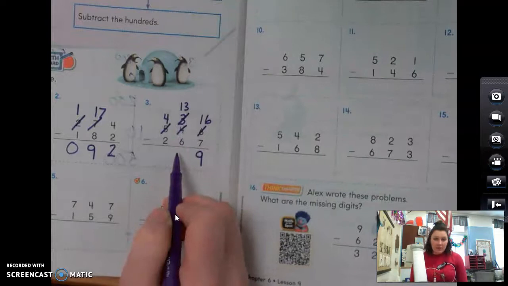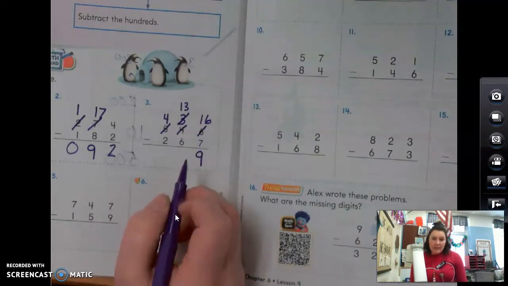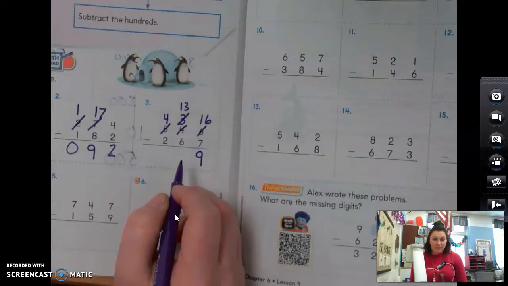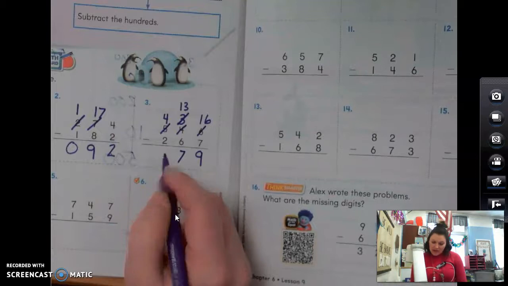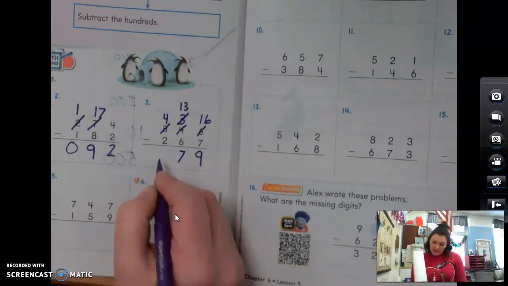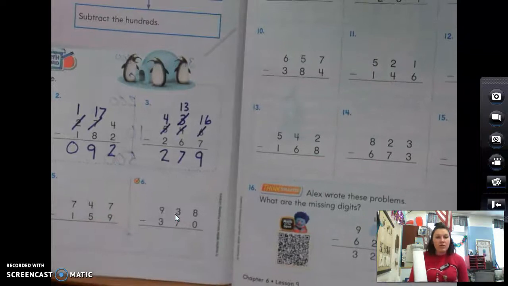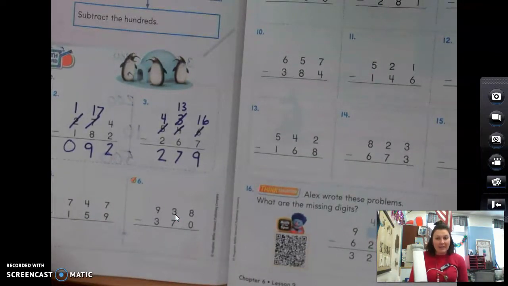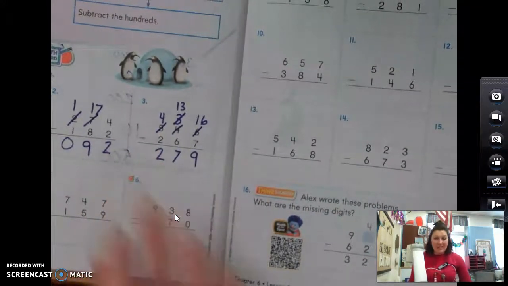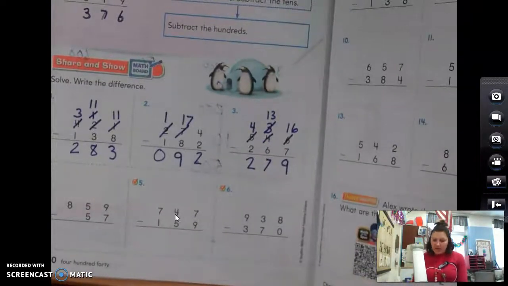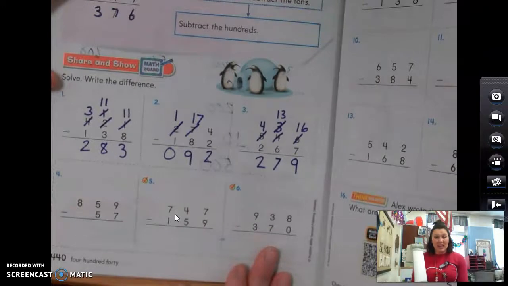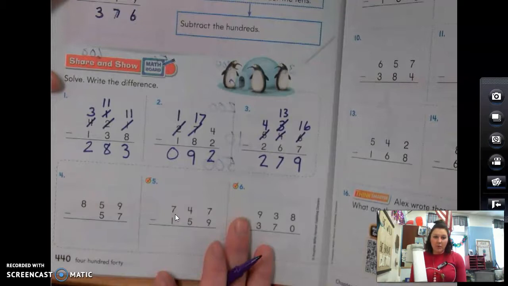13 minus 6 is now what I do. And that is 7. Good. And then 4 minus 2. And that is 2. 279. Okay? It's really important that you use your best, awesome handwriting because when you've got all this extra crossing out, if you're sloppy with it, then you're not going to be able to tell what's going on with these extra crossing out. Okay?